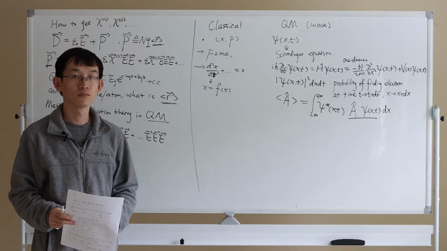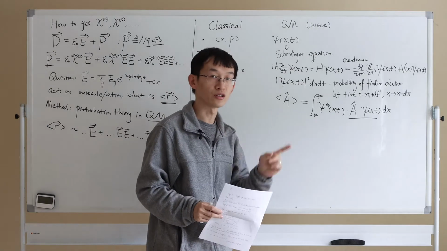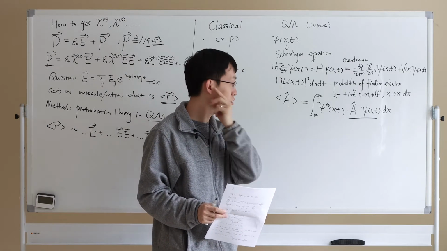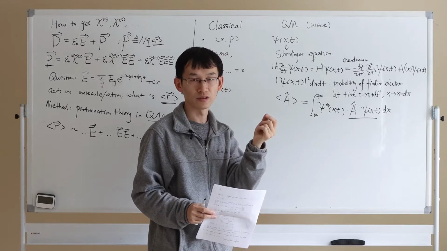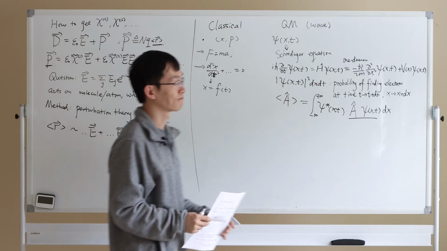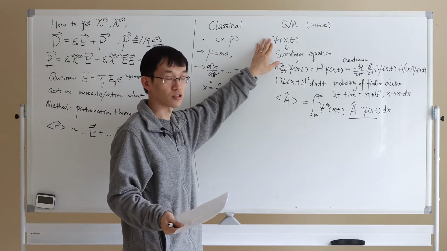Next, let's justify this Schrodinger equation. The way I try to do this is not to really prove it very strictly to you, but to show you that this really makes sense. So first you have to accept that the electron is a wave.